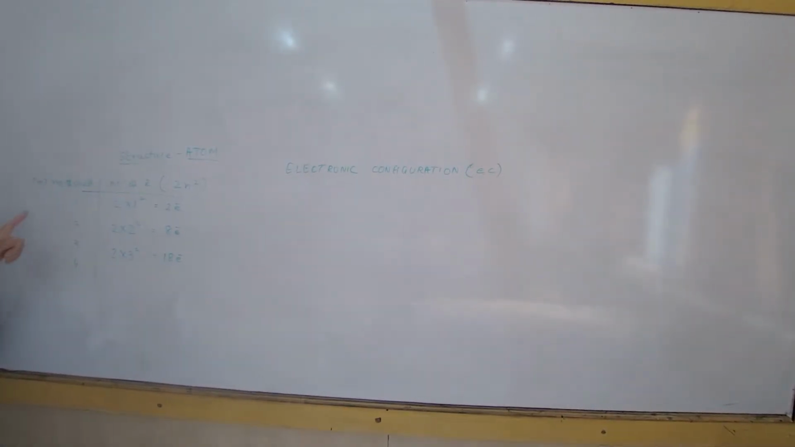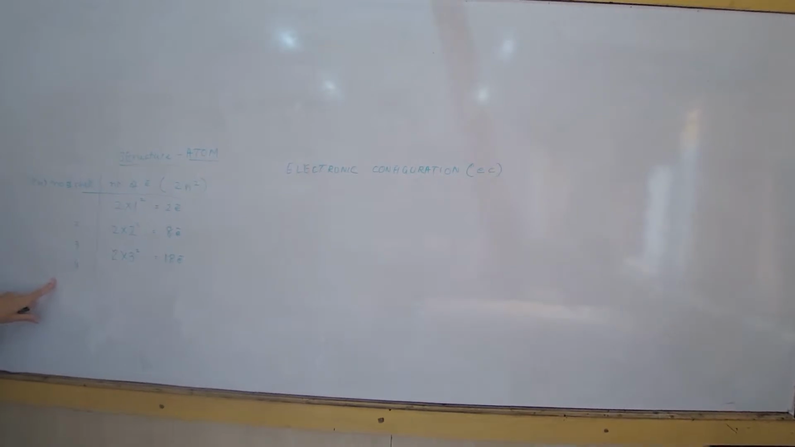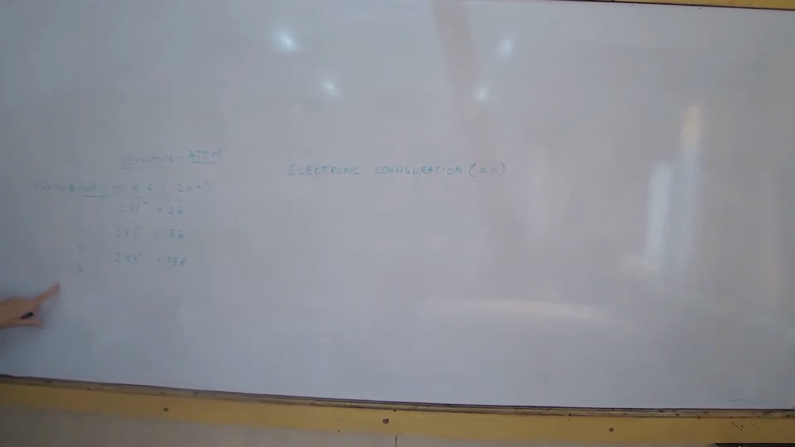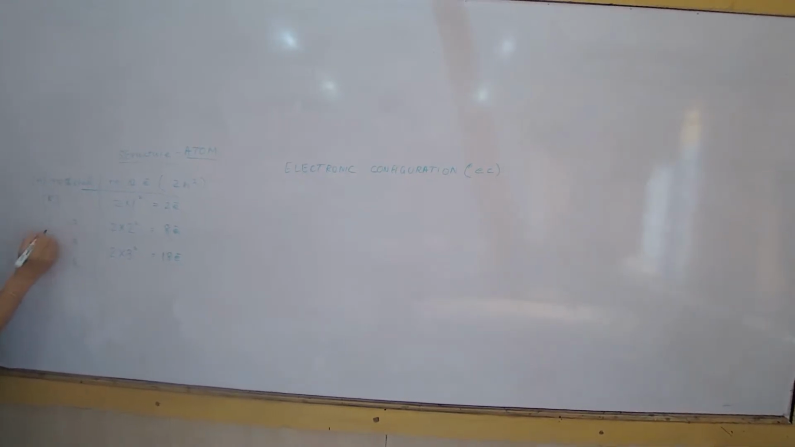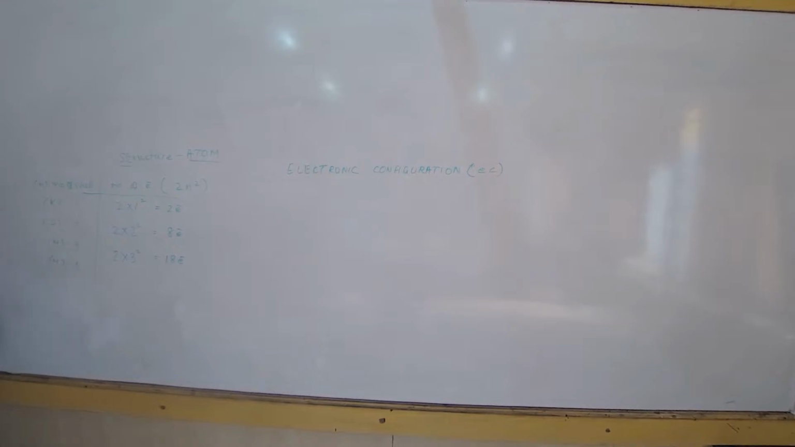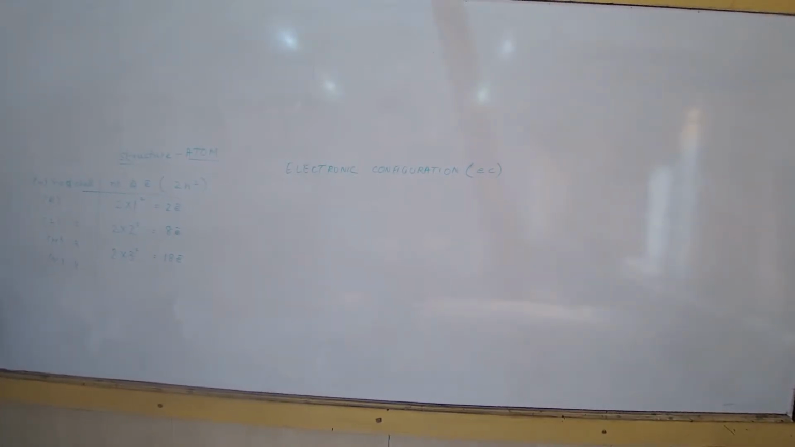What is the first shell called? The first shell is also known as which alphabet? K. So K, L, M, and N. Write it in your notebook. K, L, M, N. So the K shell is also the first one, and the first orbit is always from the nucleus.